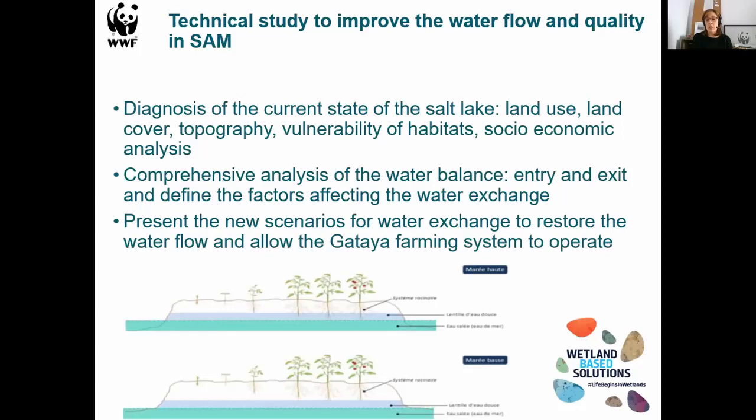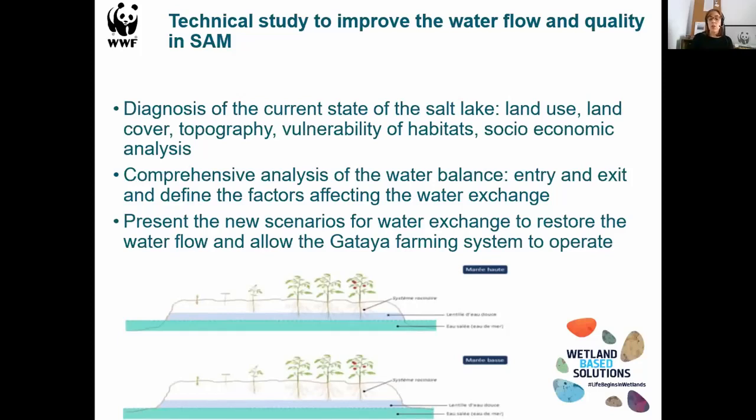And we have identified 4 societal challenges: food security, water security, socioeconomic development, and lastly, the conservation of the degraded ecosystem. And for that, we identified an urgent action to improve the water flow and the water quality in Sabkhat Sidi Ali Maki. As you were seeing, the farmer has explained that this is a natural irrigation system that is now threatened because of the dysfunctioning of the water exchanges.